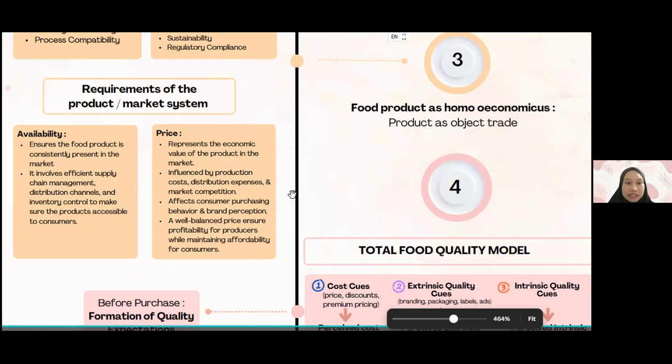Next is price. This represents the economic value of the product in the market. The price is influenced by production costs, distribution expenses, and market competition. It is also affected by consumer purchasing behavior and brand perception. Availability is a crucial factor in maintaining consumer trust and market demand. Both factors are essential for maintaining the trade value of a food product, ensuring that it remains competitive and meets market expectations while still being accessible to consumers.